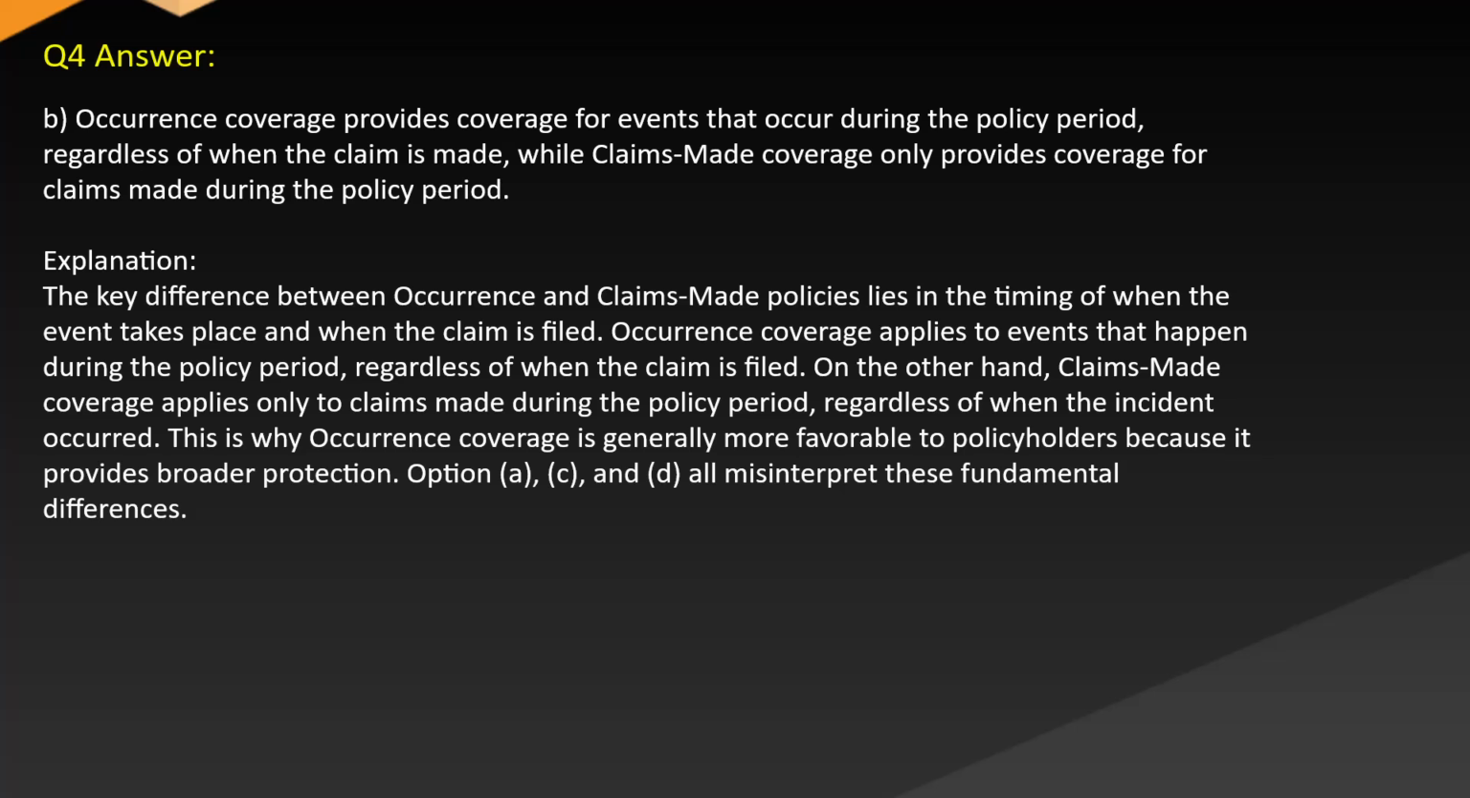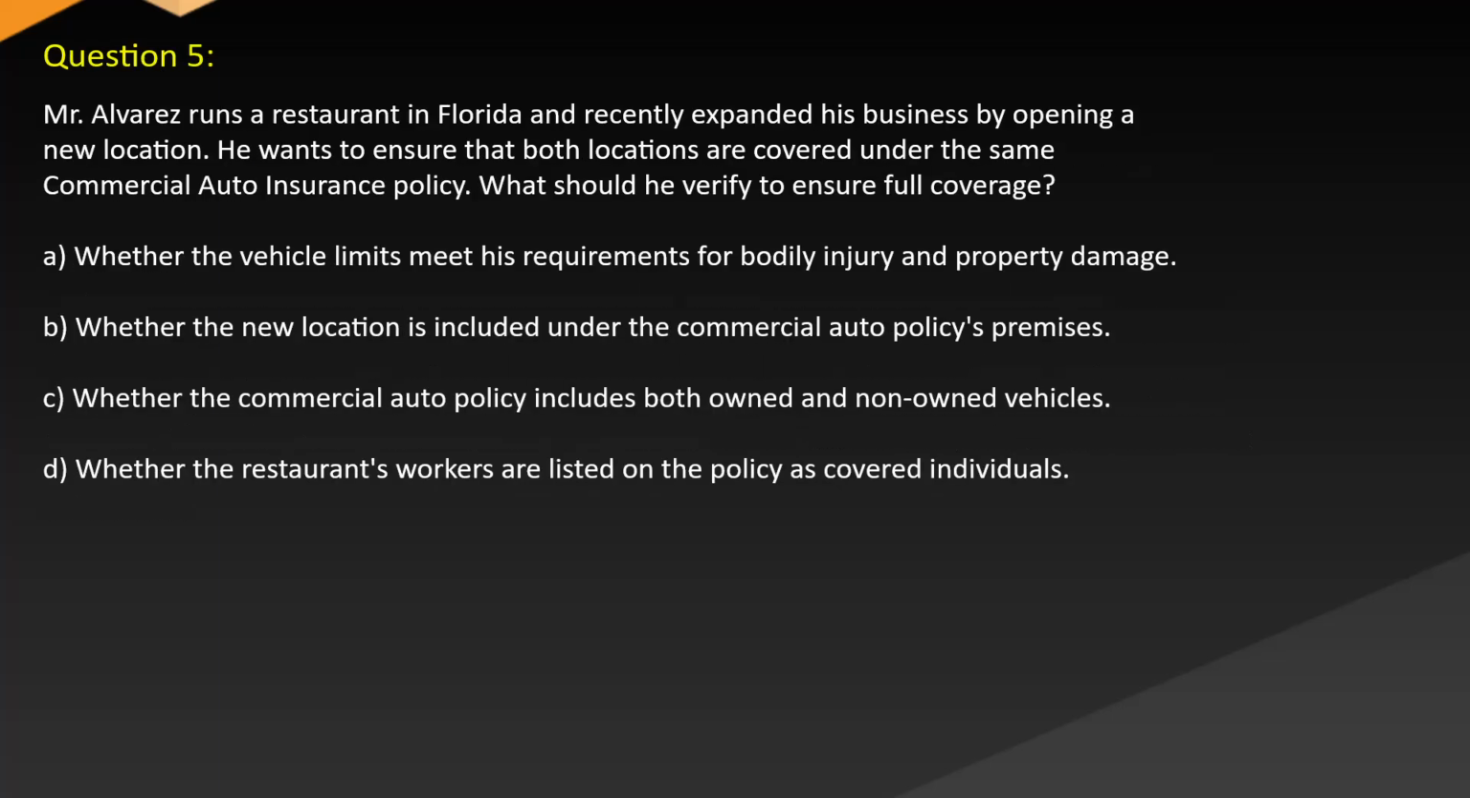Occurrence coverage applies to events that happen during the policy period, regardless of when the claim is filed. On the other hand, claims-made coverage applies only to claims made during the policy period, regardless of when the incident occurred. This is why occurrence coverage is generally more favorable to policyholders, because it provides broader protection. Option A, C, and D all misinterpret these fundamental differences. Question 5.